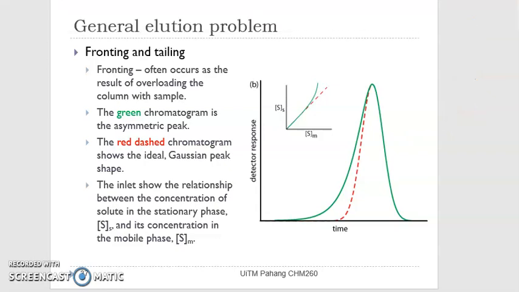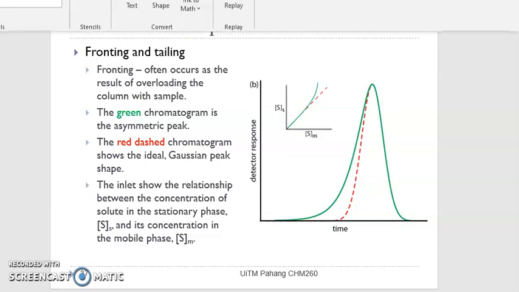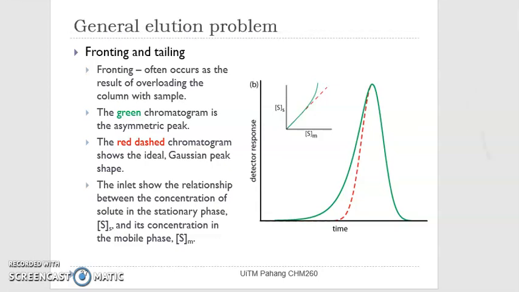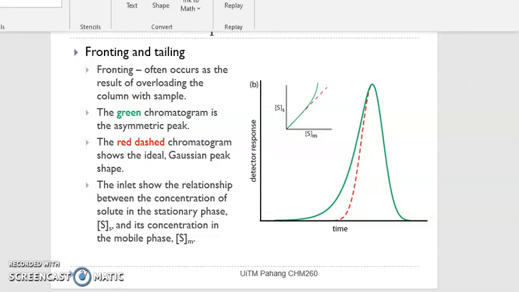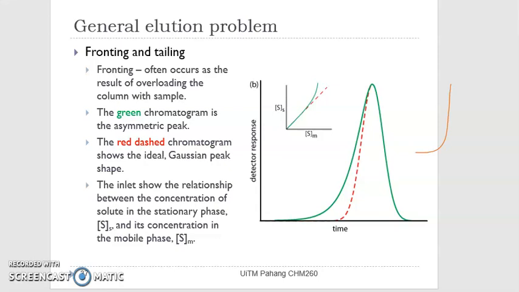Well shaped macam mana? Dia macam sepatutnya keadaan ni, yang warna merah. So it should be well shaped like that. Sorry, kita tak boleh nak draw. Okay, so it should be well shaped like that. However, there are situations or conditions in which dia boleh berlaku fronting and also tailing.